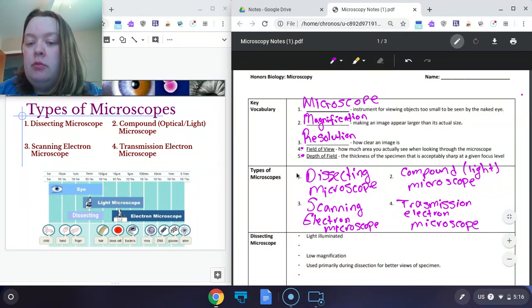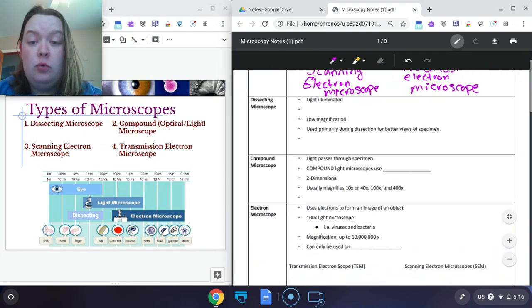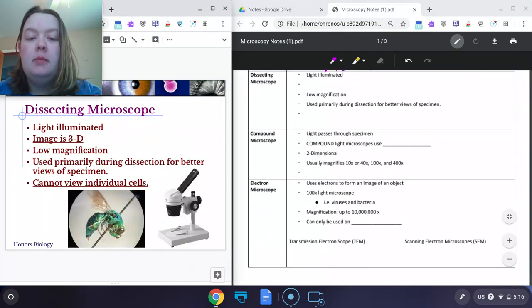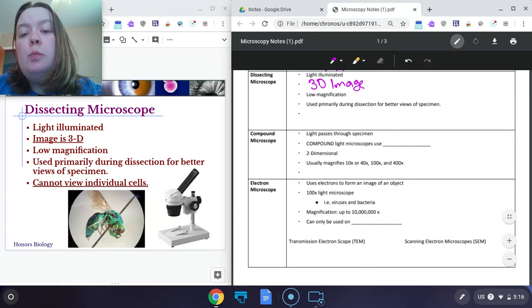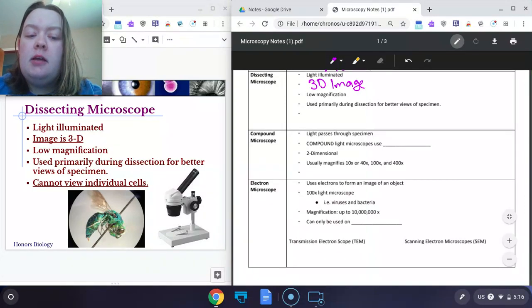All right, so now we're going to go through each of those four and discuss a little bit more about them. So the dissecting microscope uses a light, and it's going to create a 3D image. The dissecting microscope is relatively low magnification. Oftentimes, these are going to be used during dissections. That's why it's called a dissection microscope. And it just helps to get a better view of a certain specimen that you're trying to see.